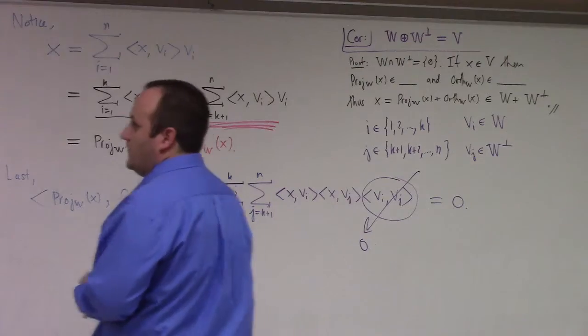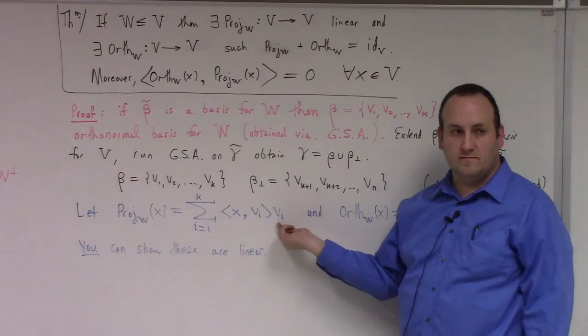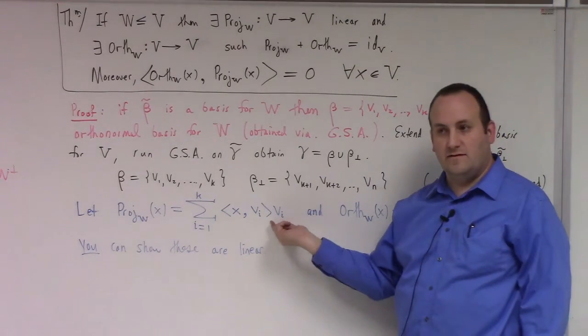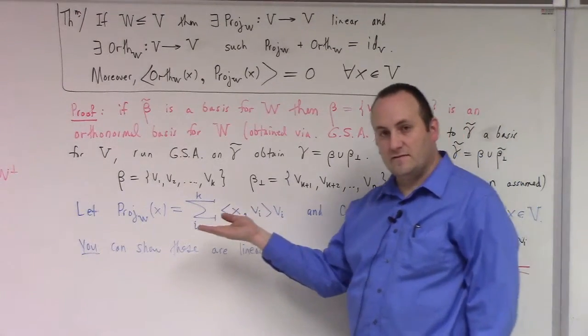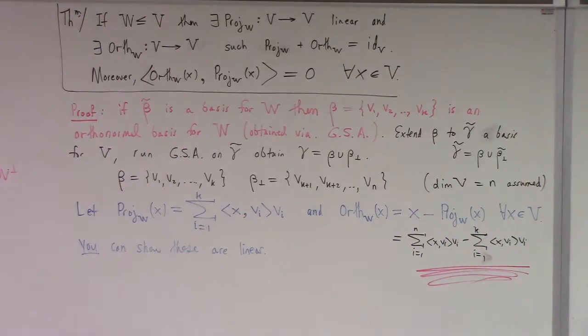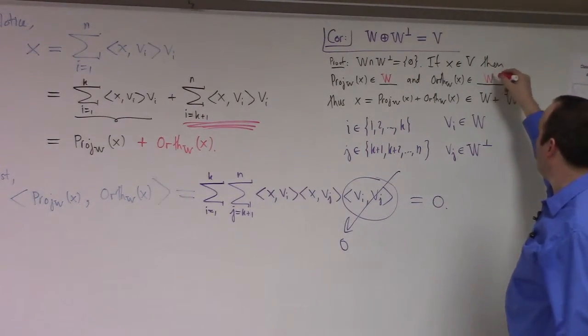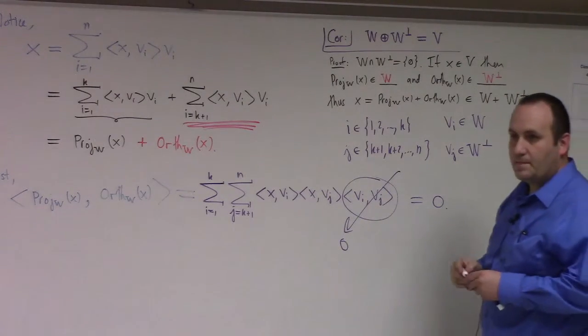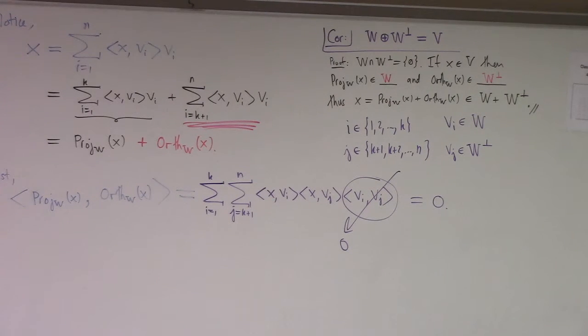Look at the formula, right? Where are these v_i's? These are in W, right? You're taking a linear combination of vectors in W, so you're again in W. This is a W vector. So this is an element of W, and this guy is in W perp by construction. So we have in fact shown that.